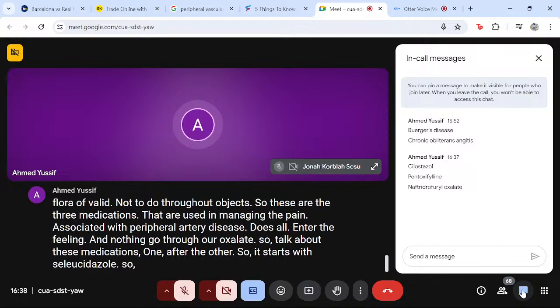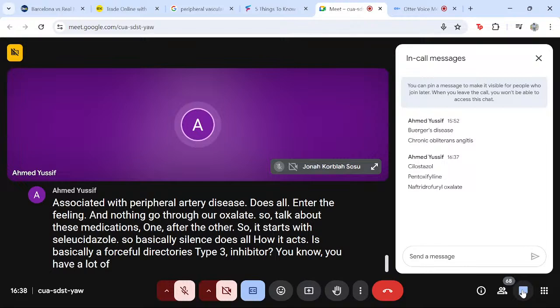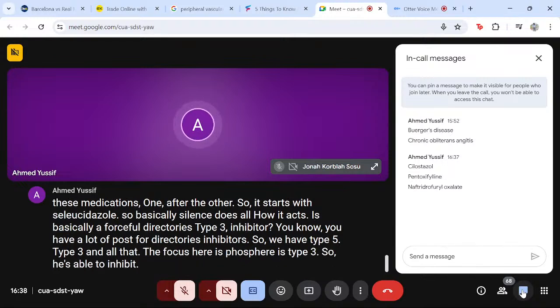So basically, how cilostazol acts is that it is a phosphodiesterase type 3 inhibitor. You have a lot of phosphodiesterase inhibitors. So we have type 5, type 3, and all that. The focus here is phosphodiesterase type 3. So it's able to inhibit phosphodiesterase type 3.